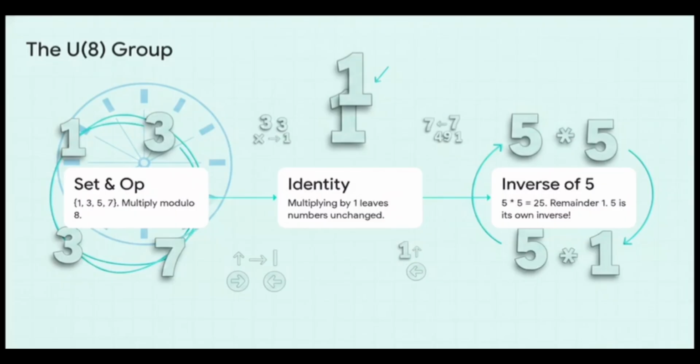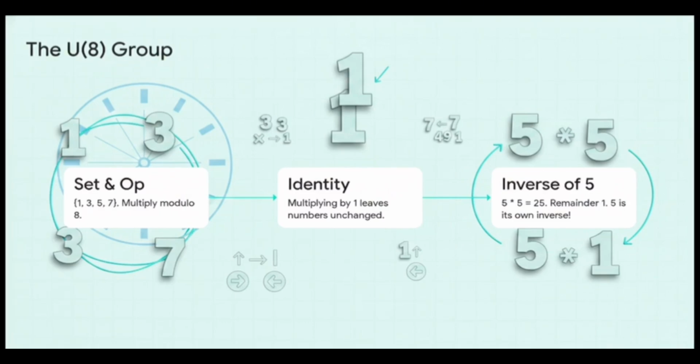Let's try another one. The U8 group. This time our set is just the numbers 1, 3, 5, and 7, and our operation is multiplication modulo 8. Step 2 shows our identity here is 1, because multiplying by 1 changes absolutely nothing.